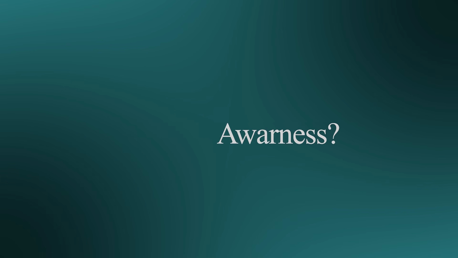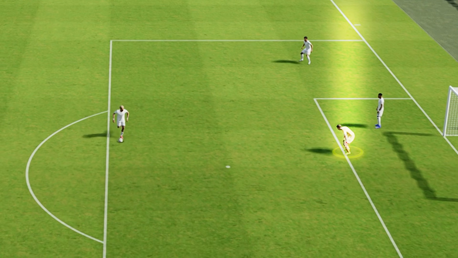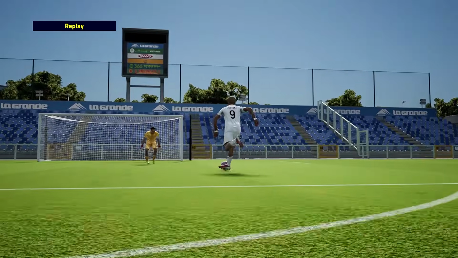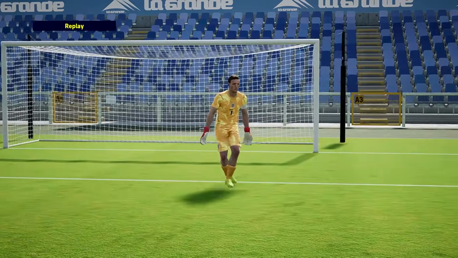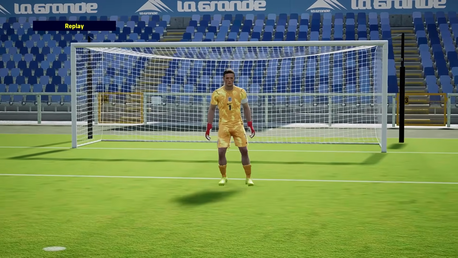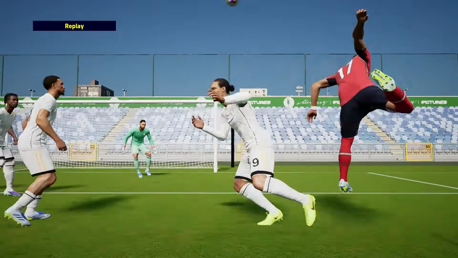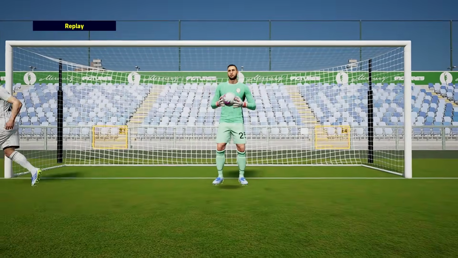What is awareness? Awareness controls your GK positioning, angle reading, shot prediction, timing of decision making, and action speed. Awareness basically decides how intelligent your goalkeeper behaves. That's why it's very important stat in game. Next one is GK catching. It's a very simple thing. It decides your goalkeeper's ability to catch the ball.